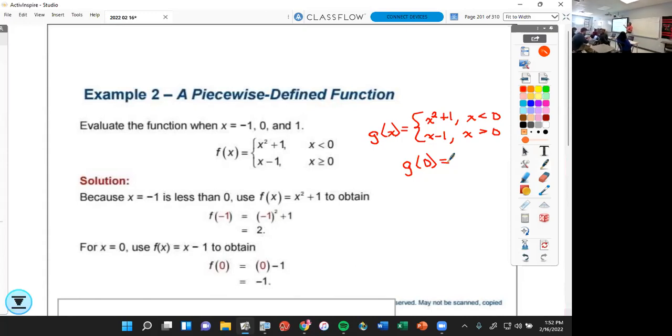Okay. So the domain of this is from -infinity to 0 with parentheses, right? Because 0 is not included. Union, parentheses, 0 to infinity. If I ask for what is g of 0, the answer is undefined or doesn't exist. Why? Because 0 is not part of the domain. Okay?